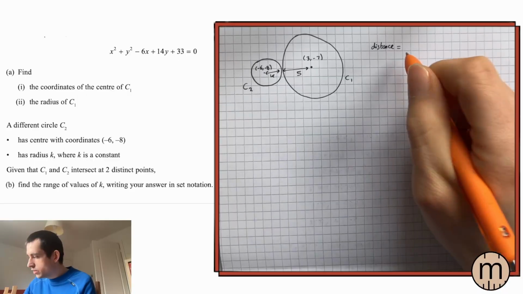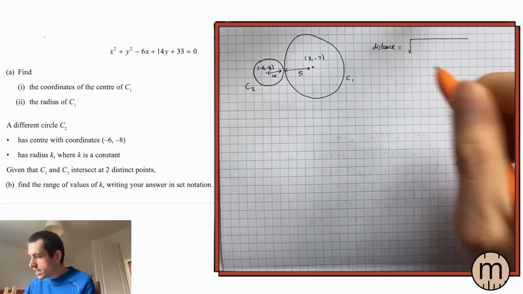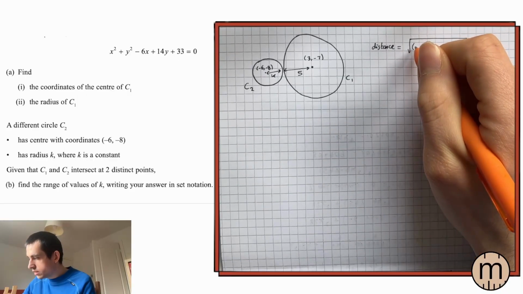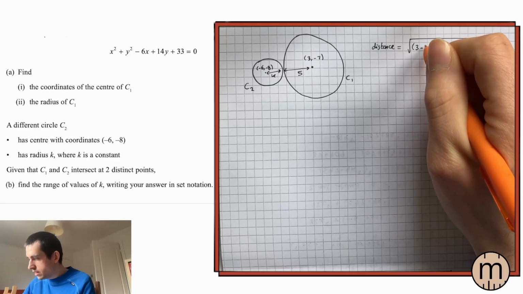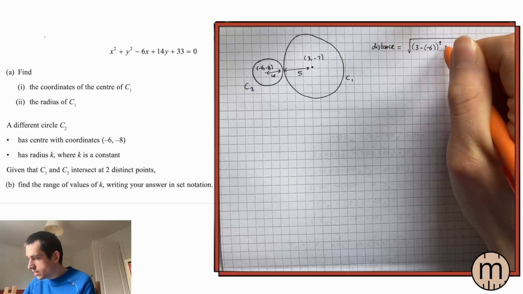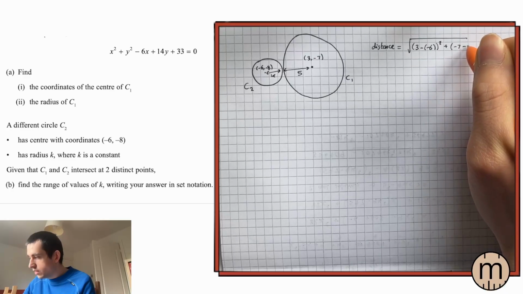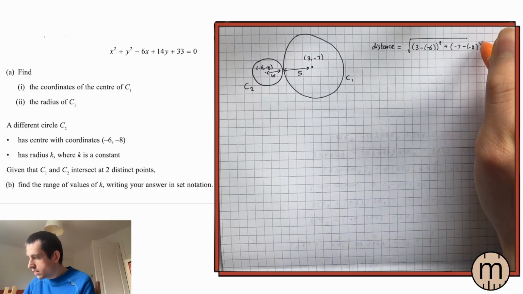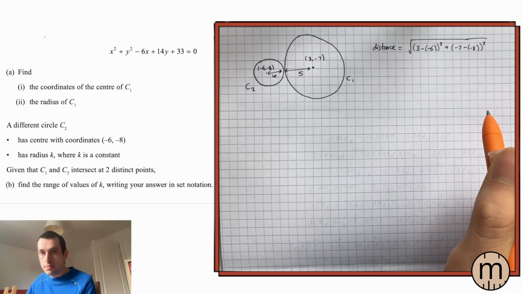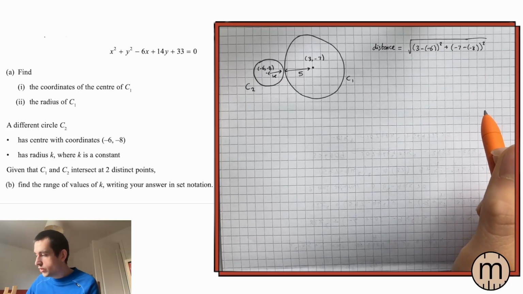So the distance, we can use the distance formula here. Take one coordinate and minus the other and square it. And then take the y coordinate and then minus the other y coordinate and square it like this. You can do it the other way around, really doesn't make a difference.